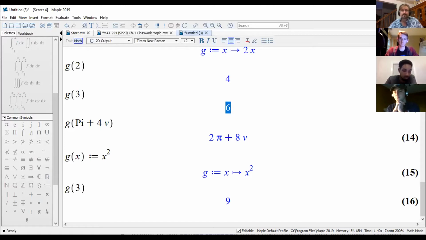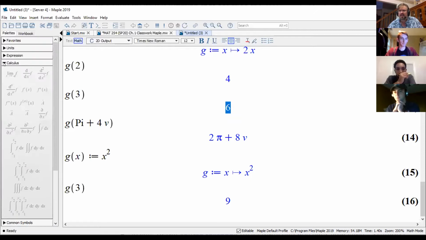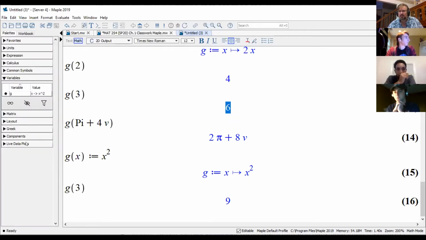And you'll notice some of the palettes over here are kind of handy. One of the palettes down on the bottom, let's see if I can find it. Oh, variables and values. Notice it's kind of small, but the variable is g, and the value it's assigning is x goes to x squared. So at any point in time, you can delete this if you want to get rid of it. You can hide it, or you can view it, or you can filter it, or you can just completely get rid of it. You can basically unassign variables later on. You could do it manually, but that's getting into the weeds.